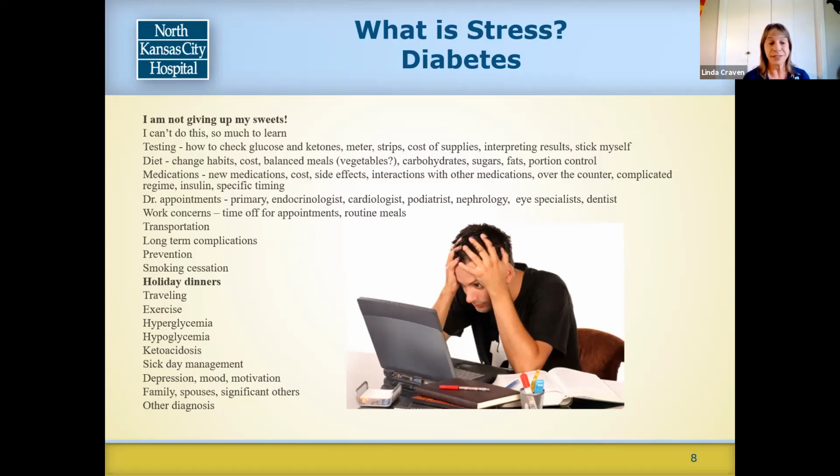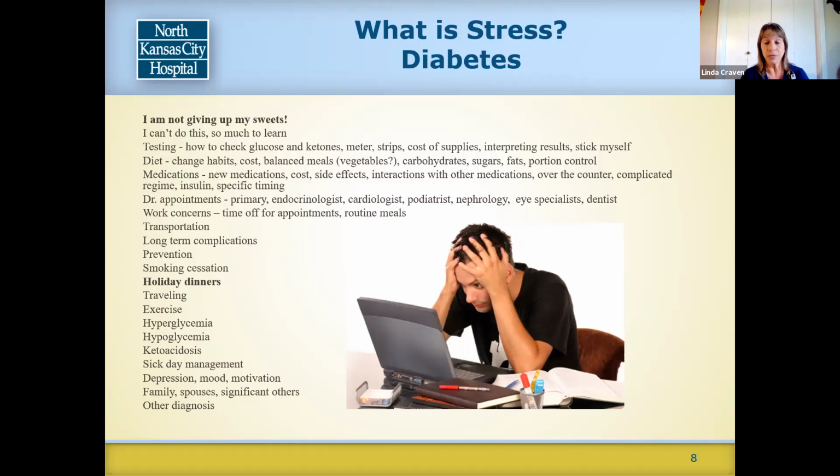So the first thing I would think is, I'm not giving up my sweets, not doing it. I don't want diabetes. I'm not happy with it. Of course, we know that when we have diabetes, it is something we need to try to manage so that we can live a healthy life going forward. These are just some of the million things that I thought about in about a minute. I thought about testing. I thought about diet, medications, doctor's appointments. What am I going to do with work if I'm still working at that time? How do I get time off?